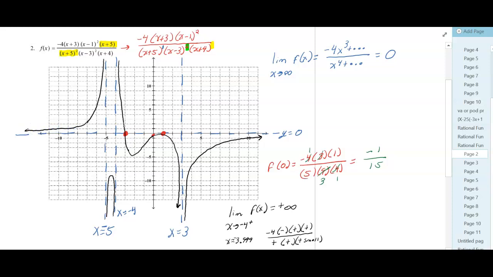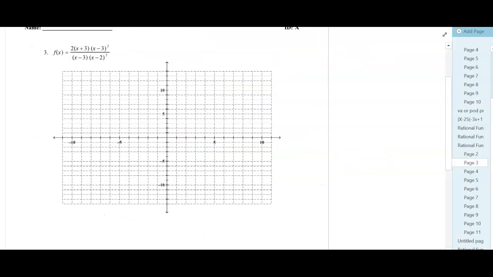Let's look at the next problem. Okay, the last problem I like to draw is number 3 here. When you look at this, you got an x minus 3 squared in the numerator, x minus 3 in the denominator. So this reduces to 2 times x plus 3, x minus 3 over x minus 2 squared.